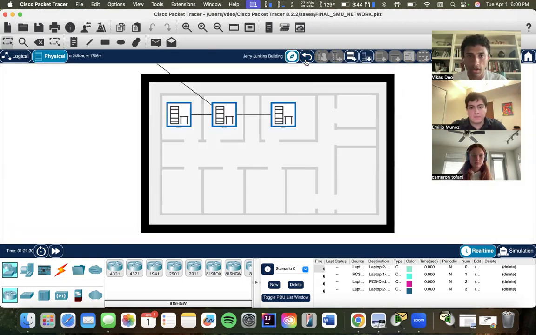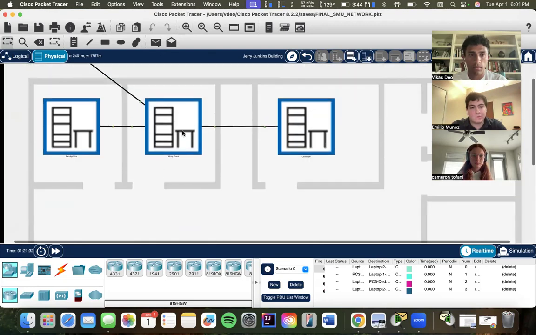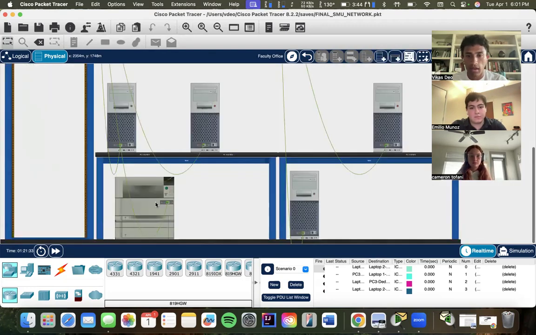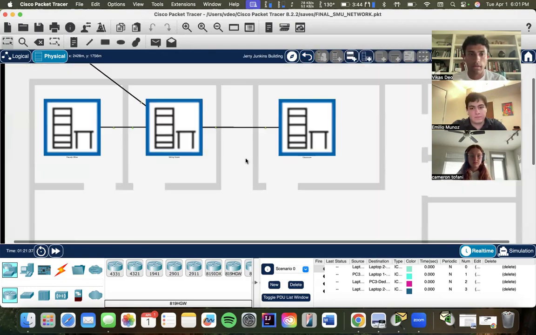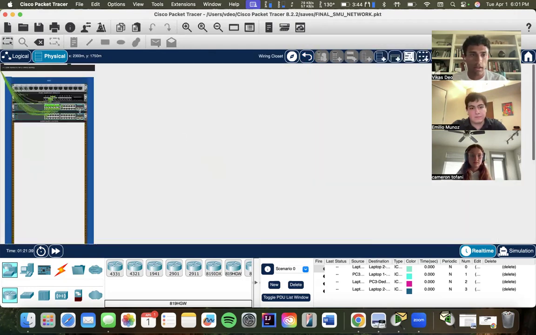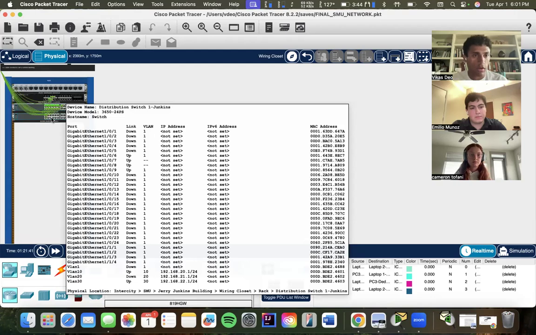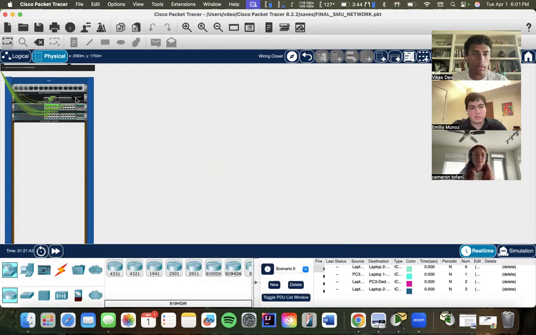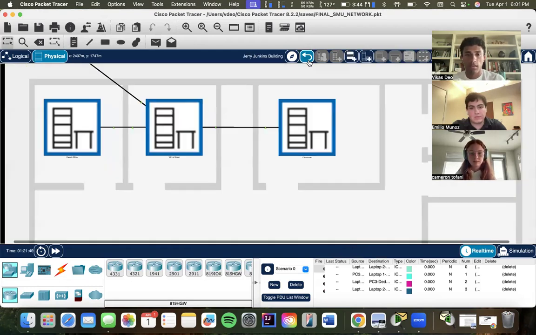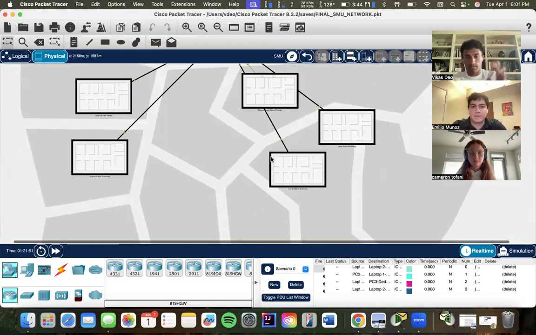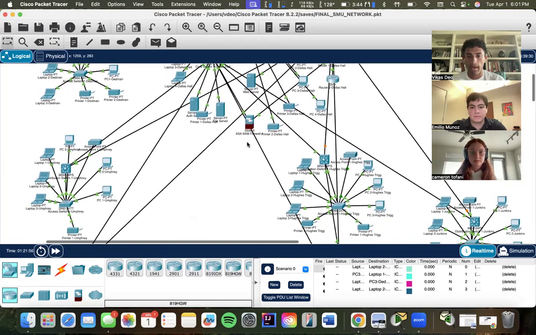We can go to Junkins as another example. In the faculty office, they have their own PCs and access point. For the Junkins wiring closet, besides Dallas Hall, they pretty much all just have access switches and distribution switches, and then the classroom again just has laptops and PCs. So the physical view gives you a different perspective on the whole network as a whole.